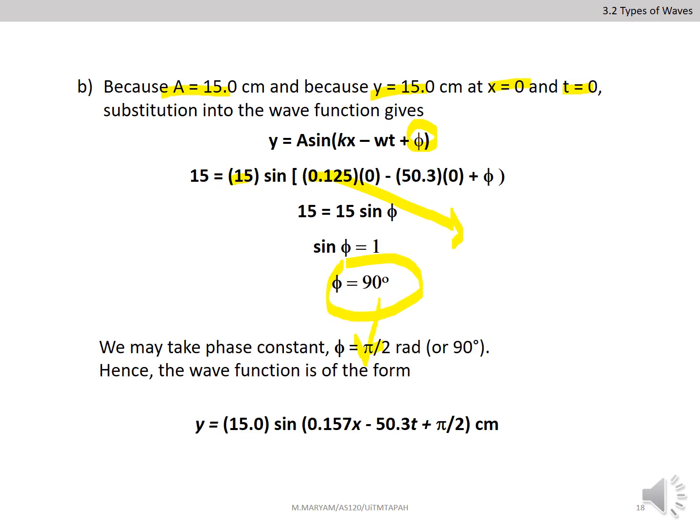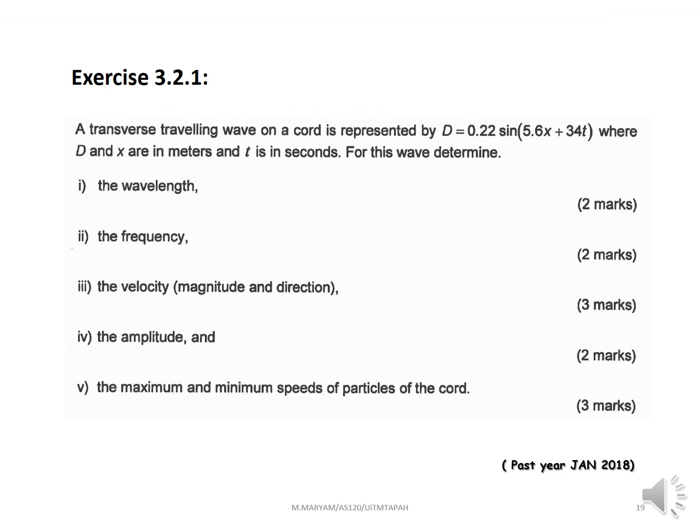So then we can find the wave function. Substitute all the information we have: 15 amplitude, A sine kx minus omega t plus psi. So this is the equation. Right? Let's try another example. This one you need to solve on your own. I will just give you a hint on how to solve the equation.